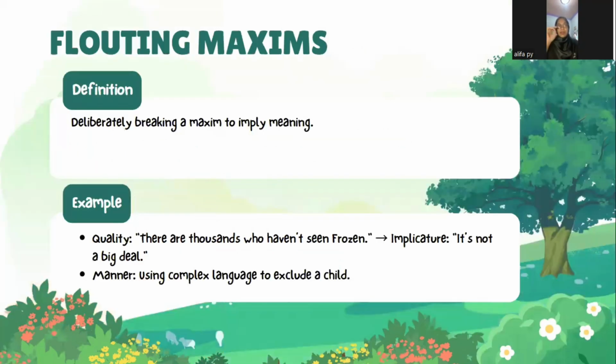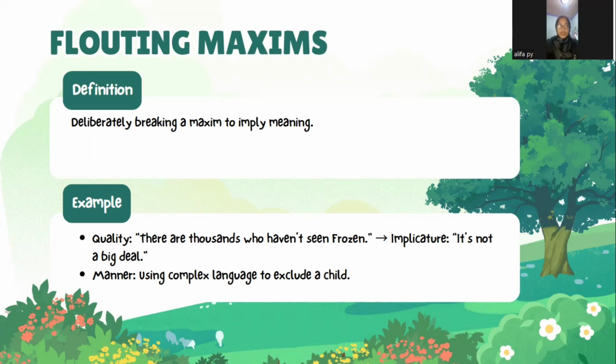And then next is flouting maxims. Flouting maxims, or breaking rules on purpose, means you break one of the rules on purpose, but still expect the listener to understand your real meaning. We do this all the time, especially to be polite, sarcastic, or even to be funny.